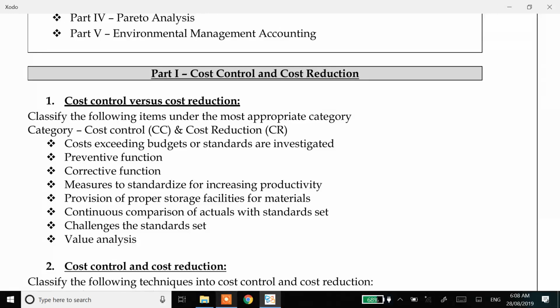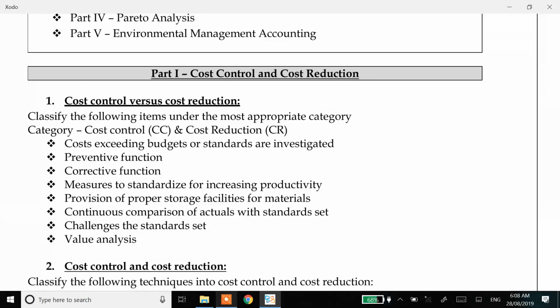Provision of proper storage facilities for material. Okay, this is neither a cost control nor a cost reduction. ICI is taken as cost control because you are providing the storage facility for material. But I don't see this to be a concept of a cost control or a cost reduction. There's no concept of control or reduction here. You're just providing storage facility for material, which you have to do.